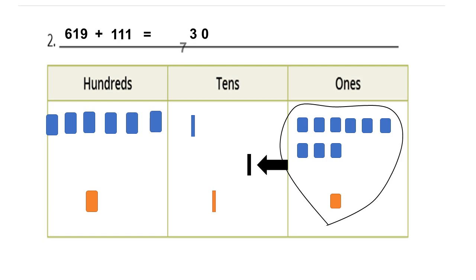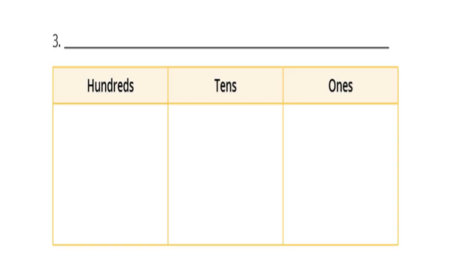Yes, super. 7. So the result here will be 730. Question number 3: 73 plus 62. 73 plus 62.